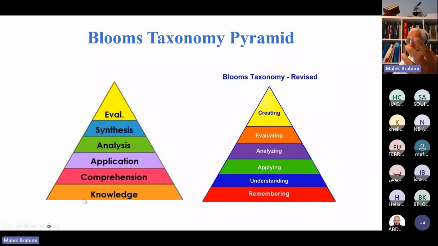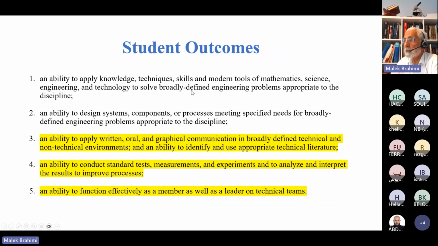In the order, the easiest is knowledge, then comes comprehension, which is more important. The simplest is knowledge, then comprehension, then application, then in importance analysis, synthesis which includes design, and then evaluation. It is almost the same here, they are modified a little but almost the same. So they derived from them the student outcomes, which you can see here.